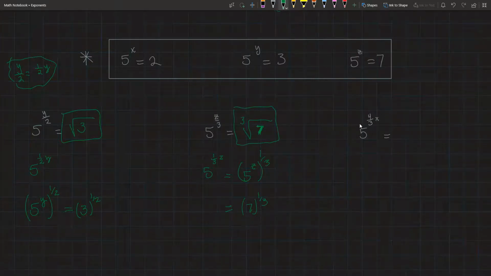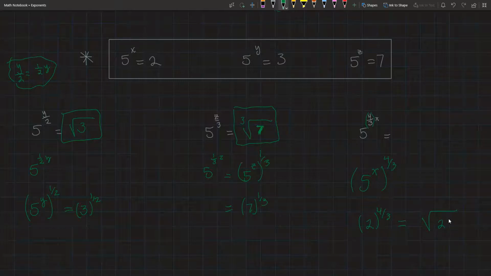Then we see another exponent. That's a fraction here. So again, we should anticipate some form of a radical. Let's see what that is. This one becomes 5 to the x, because we see a product of, think of it as a product of 4/3 times x. So all of that to the 4/3. And 5 to the x is 2. 2 to the 4/3.